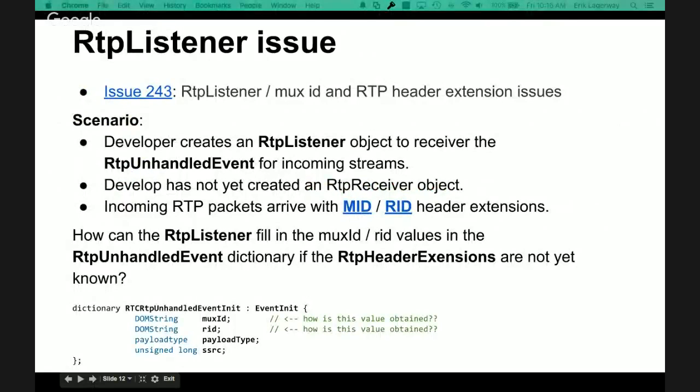So the RTP listener issue is that the programmer could create an RTP listener object and be expecting to receive an unhandled event for incoming streams. But they've never created an RTP receiver yet because they're waiting for incoming packets before they actually create the object. So the question is, how do you know what the mid or RID value is? The MuxID value is going to be on the unhandled event if you've never set up a receiver yet, because we don't have anything on the RTP receiver or the DTLS transport or any other object where you can specify all the RTP header extensions before you actually create a receiver. So if you want to go to the next slide.